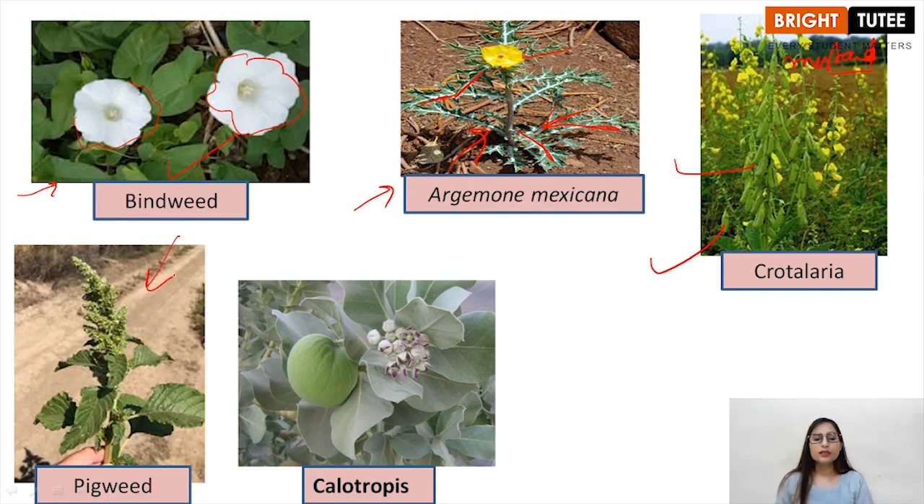Then comes pigweed and Calotropis. These are some examples of the weeds or undesirable plants that grow alongside the crop, right? So these are some weeds which grow naturally and they must be removed before they reach their flowering stage and seeding stage.